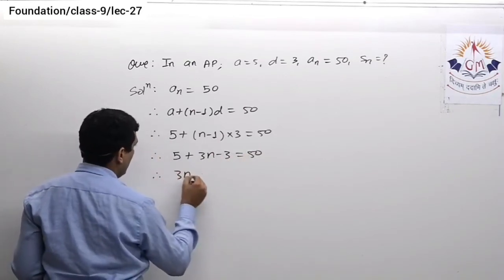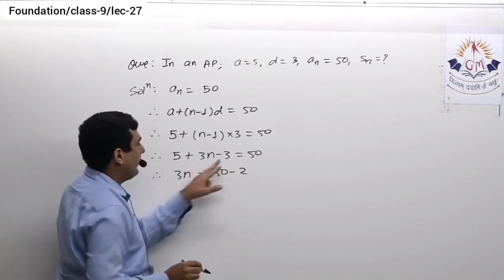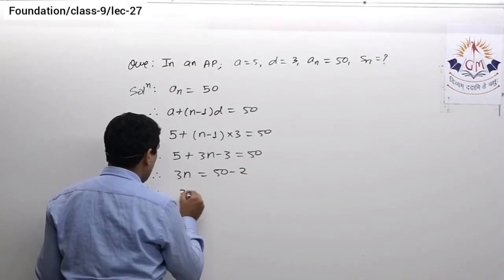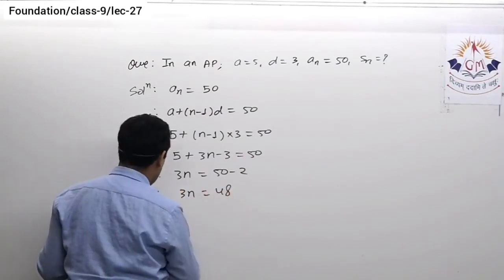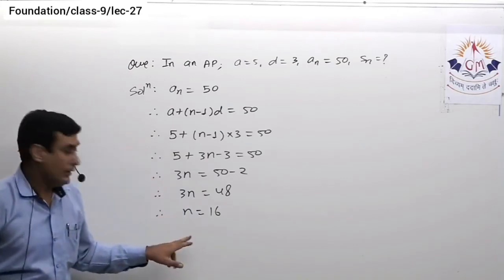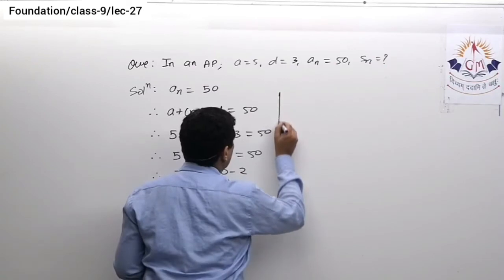So 3n is equal to 50 minus 2. Okay, 5 minus 3 is 2 and then that 2 I took on the side. So 3n is equal to 48, n is equal to 16. So it means this AP contains 16 terms. Now we'll find the Sn.